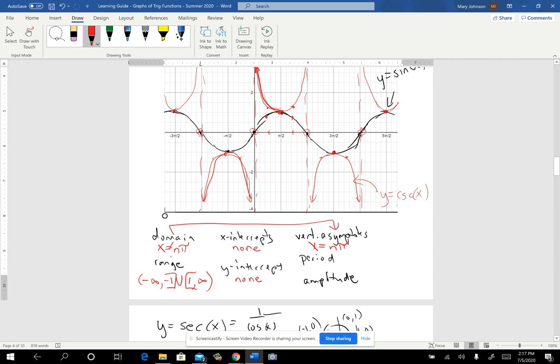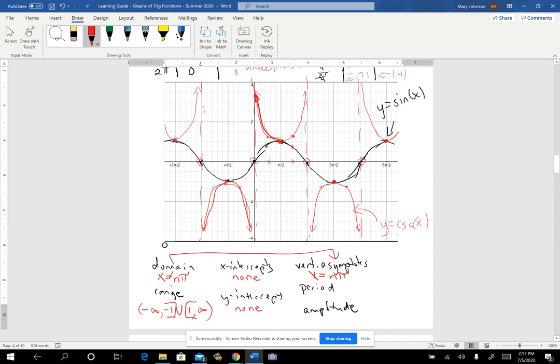All right, now let's look at the period. The period for this is also going to be 2 pi. You know, pi only gets you this top part. You also need the bottom part. You need both of those parts, and then you can start repeating in both directions. So the period is going to be 2 pi.